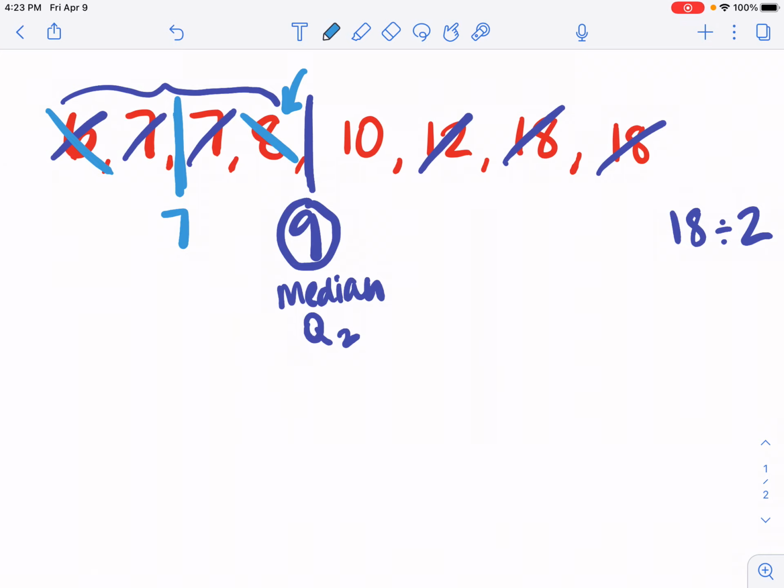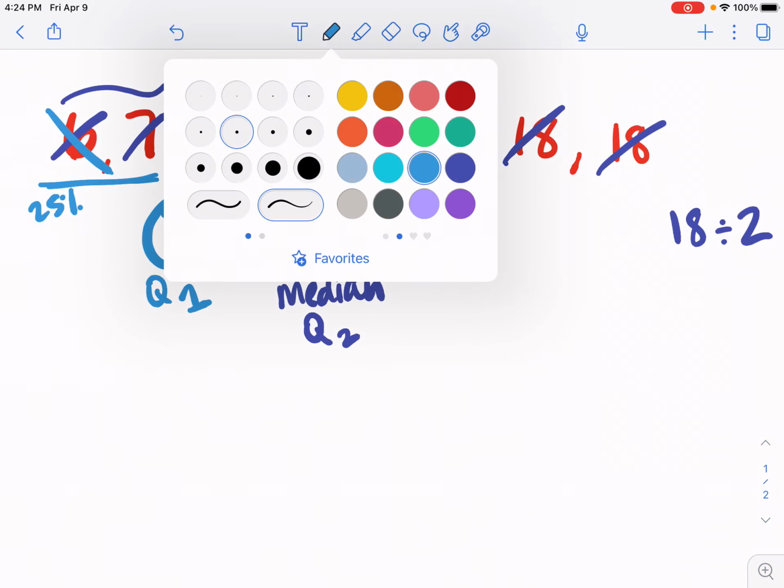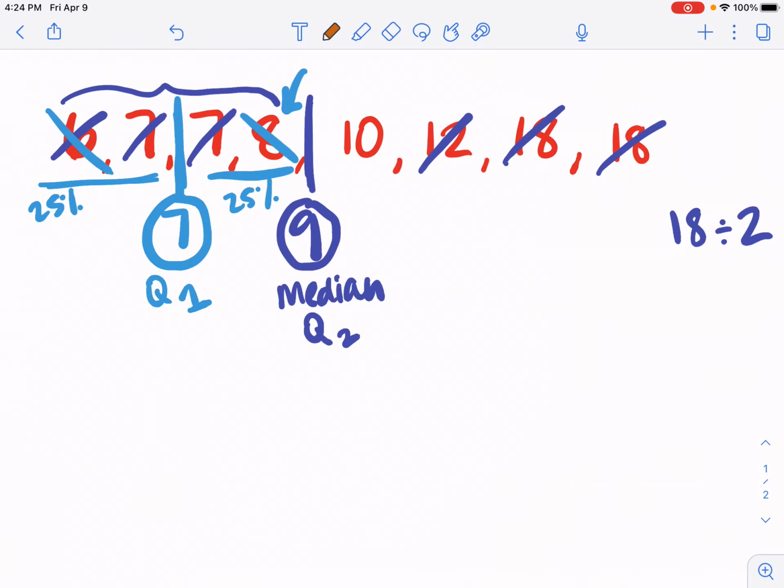All right, so quartile 1 is 7. Okay, so that means that this group right here is 25% of my data. This right here is 25% of my data. Now let's find where the other 25 and 25% are. Okay, let's do orange. All right, so over here in the upper half of my data, the upper 50%, so this is 50%, this is 50% because we just cut it in half.